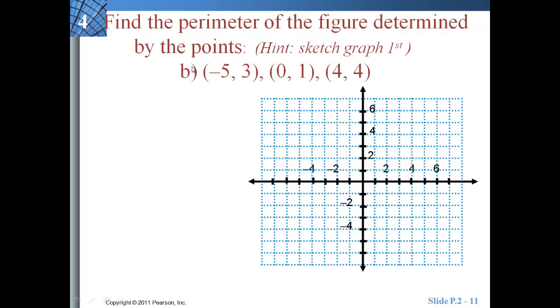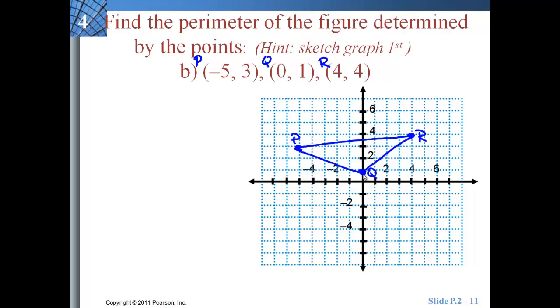Find the perimeter determined by these points. Sketch the graph first. I like to label my points. I'm going to label them P, Q, and R. So negative 5, 3, 0, 1, and 4, 4 would go right there on the grid. When we connect them, we have 3 sides. We have a triangle. Now to find the perimeter, we need to know how long the length of PQ is.